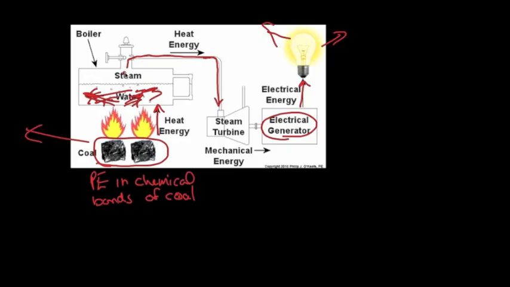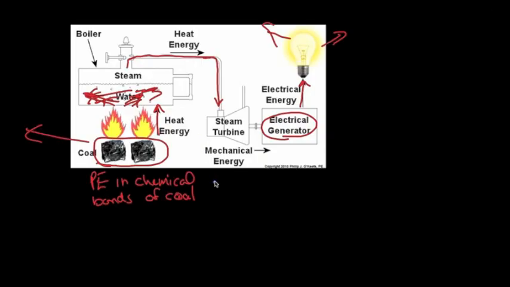The boiler traps all the high pressure steam and shoots it down a pipe and causes it to turn a steam turbine. And the mechanical energy of the turning of the turbine turns the electrical generator, and the electrical generator converts that energy into electricity and transfers it to a light bulb, where it is released as electromagnetic radiation of light.